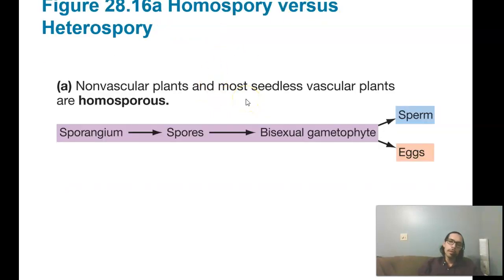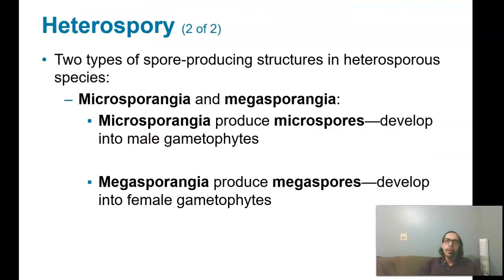Okay, so the non-vascular plants and most seedless plants are homosporous. So they have a sporangium. That's the structure that produces the spores. And the spores turn into bisexual gametophytes. And then you have the gametophytes producing the sperm and eggs. In heterospory, there's two types of spore-producing structures. So we have the microsporangia, which produce the microspores, and the megasporangia that produce the megaspores.